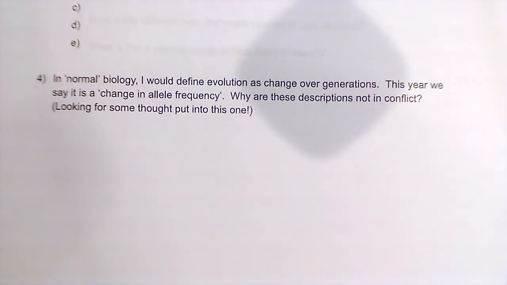I really like this question. In normal biology, I would define evolution as change over generations. This year we say it's a change in allele frequencies. Why are these descriptions not in conflict? And then I even said I was looking for some thought put into this one. I had a lot of people say they're not in conflict because they're both true. Yeah, that is not really showing me that you put some thought into this one.